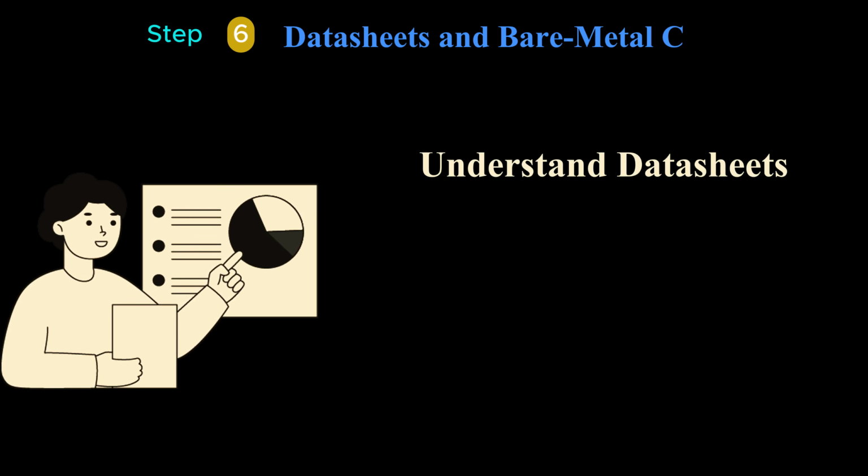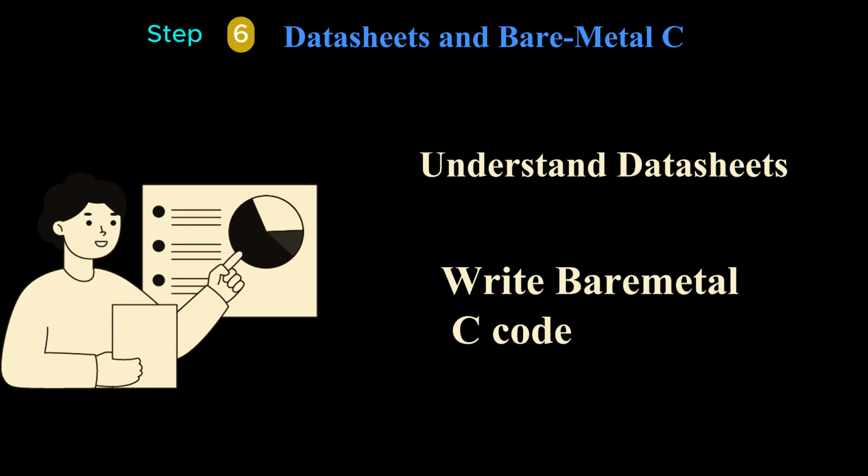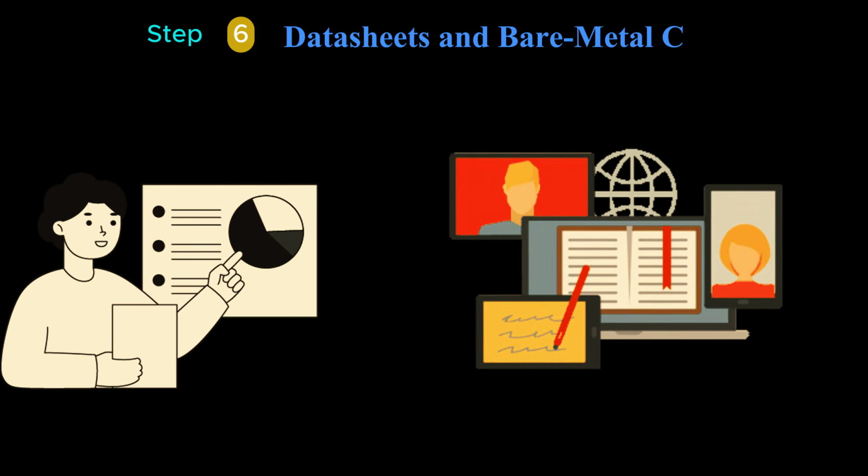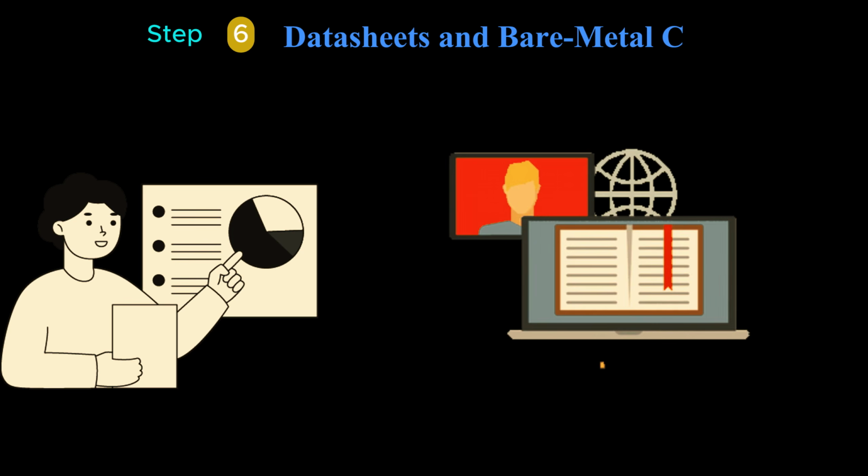But how do you understand a datasheet? How do you write code in bare metal C by understanding a datasheet? I provided resources on how to understand datasheets at the end of the video, so go check them out.